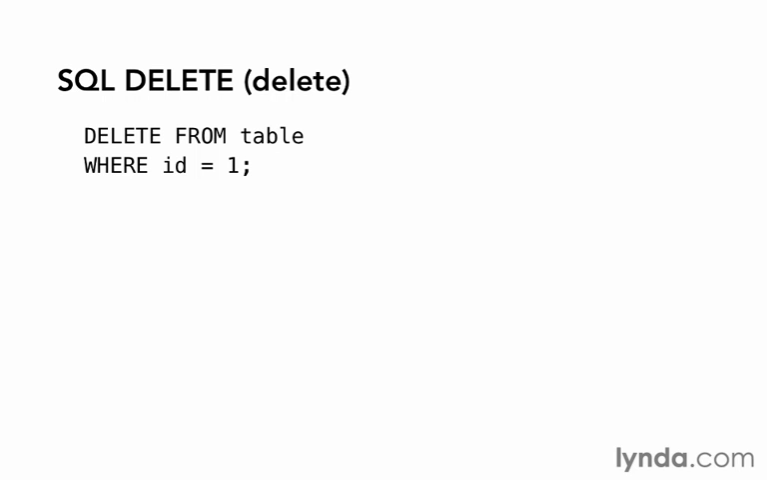Now we don't have to use ID as the specifier. We could say delete from table where first name equals Kevin. And then all the rows where Kevin is equal suddenly disappear. They all get deleted all at the same time. It can be very powerful, but most often we're going to be deleting just a single row. We're going to identify it by its unique ID.